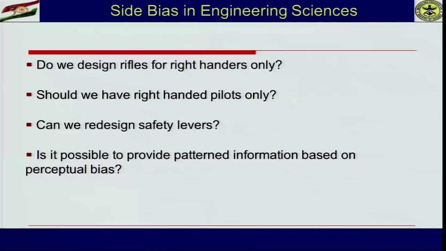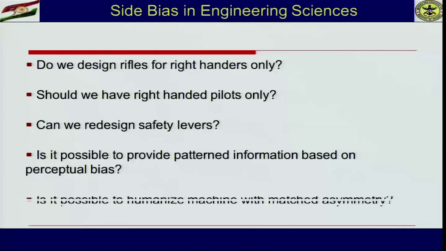Is it possible to provide patterned information based on perceptual bias? As we know, we read most things from left to right. We have a scanning bias of image processing from left side to right side. Can we take this input in order to design our safety practices on the road?